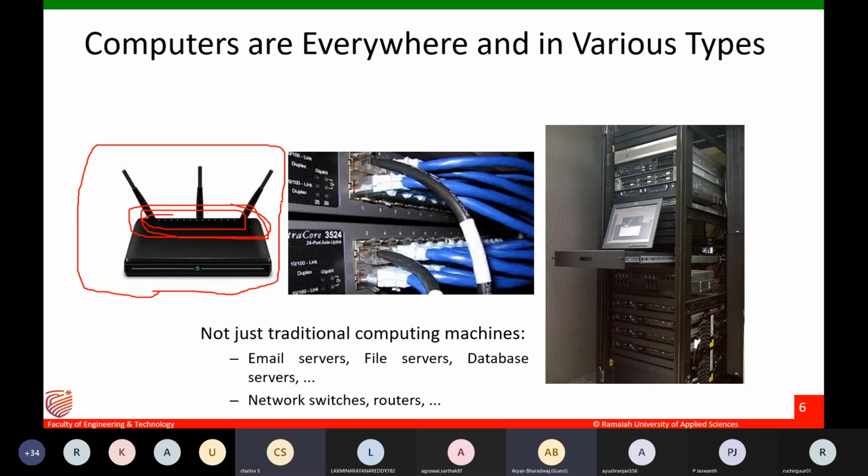Good. I think your name is Aryan, right? Yes, ma'am. Okay. In your perspective, router is not a computer because it doesn't have a memory. Can I put it like that? Yes, ma'am. Okay. Any other answers?